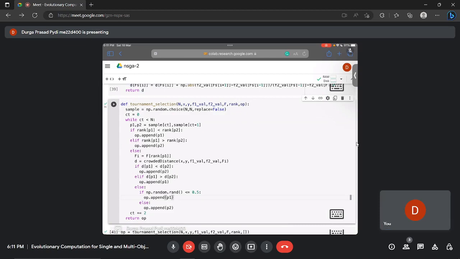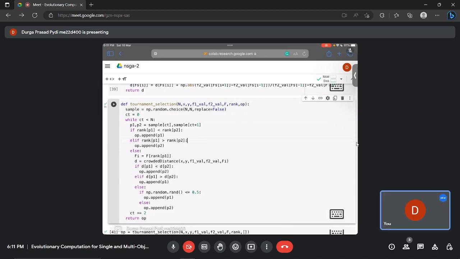Suppose rank of P1 is greater than P2, but in this particular case the distance is less. Then which one is to be selected?